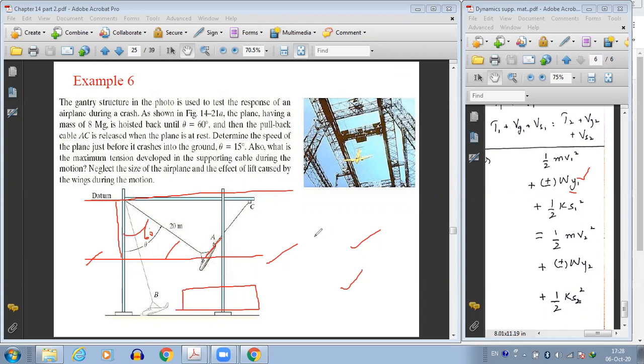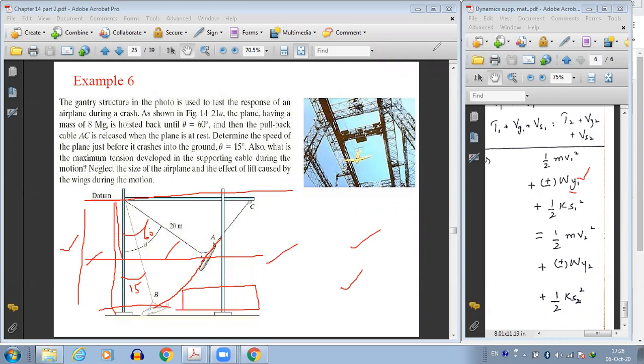Yes. Okay. And when the plane has reached this point, this will be 15 degrees, and the distance from the datum will be this distance. So it will be what? This is a total of 20 cos 15. Is it clear? Yeah, clear. Thank you.